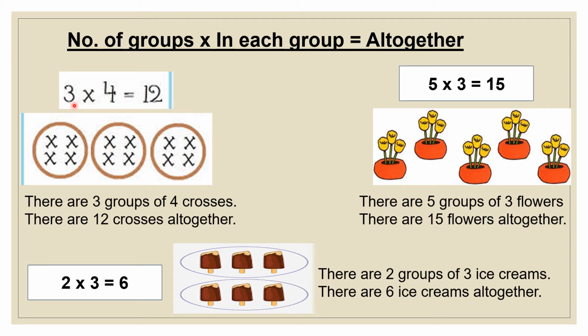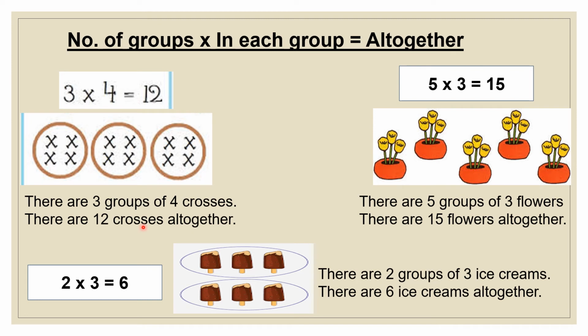So what is the altogether amount of crosses? How many crosses are there altogether? 3 4s are 12. You can also count 1, 2, 3, 4, 5, 6, 7, 8, 9, 10, 11, 12. 12 crosses. There are 3 groups of 4 crosses. That means in each group we have 4 crosses. And how many crosses are there altogether? 12. How did I find out the altogether amount? I multiplied 3 and 4 and my answer was 12.